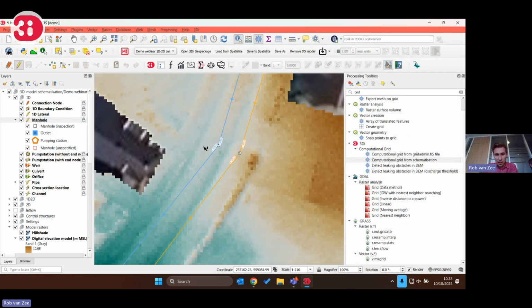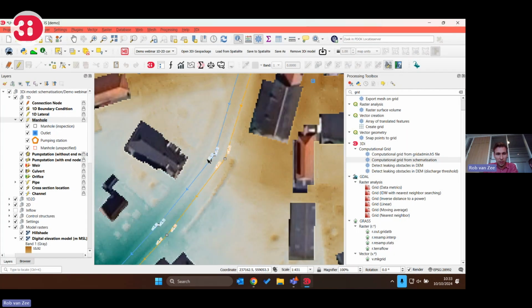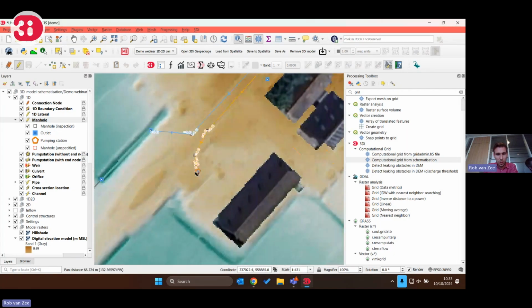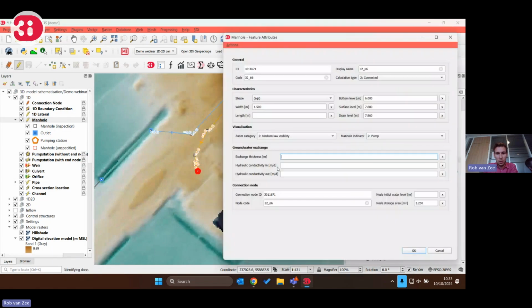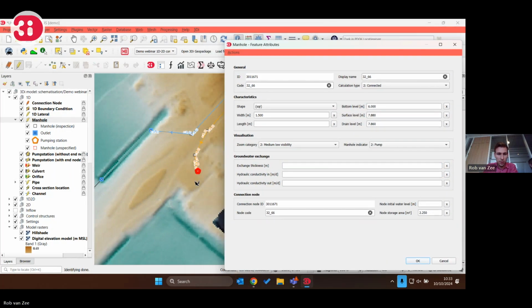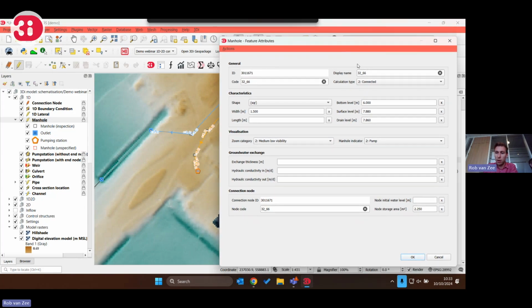So that's about the main settings of an inspection manhole. And I'll go to pump stations, which are here. Pump stations mainly have the same characteristics as a normal manhole. You have a manhole indicator. That's what gives it the nice look, as you can see here. And what's mainly important about the pumping station is that you have a large enough node storage area.